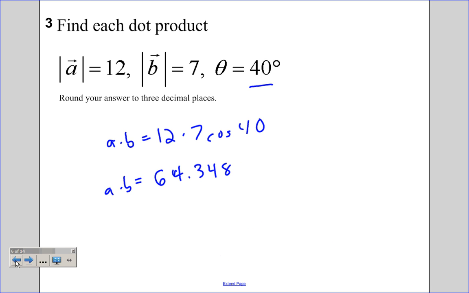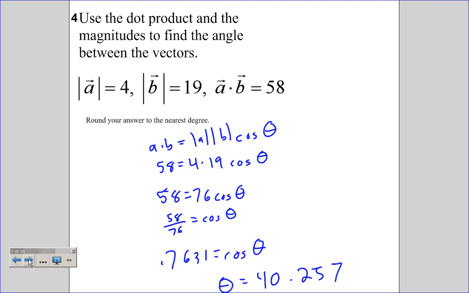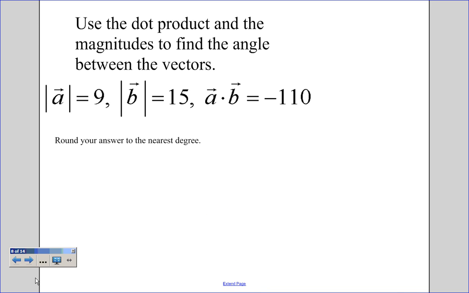Now if we look at this previous problem, that's completely different, so that doesn't help us out at all. Alright, let's keep on rolling. Now if we have the same situation, you try this one and see if you can find the angle between these. Since the dot product is negative, we know that the angle has to be obtuse.